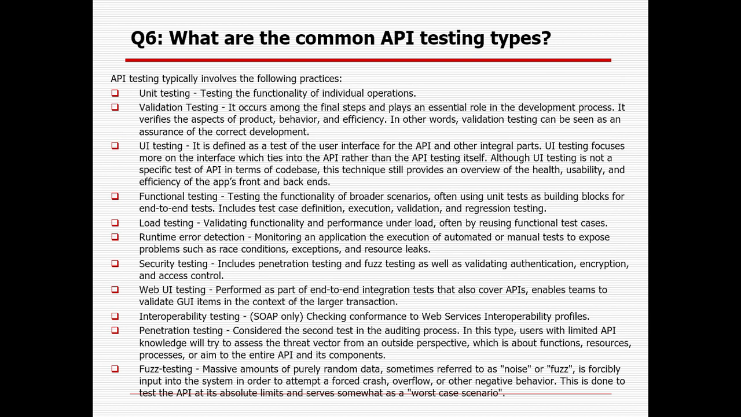What are the common API testing types? There are several types, including unit testing, validation testing, UI testing, functional, non-functional, load testing, penetration testing, and fuzz testing. API testing typically involves the following practices. Unit testing: testing the functionality of individual operations. Validation testing: it is among the final steps and plays an essential role in the development process. It verifies the aspects of product, behavior, and efficiency. In other words, validation testing can be seen as an assurance of the correct development.